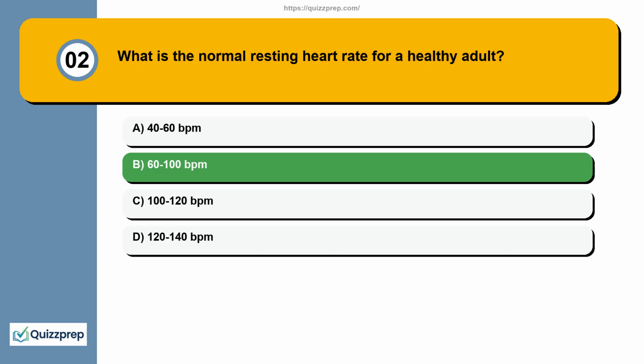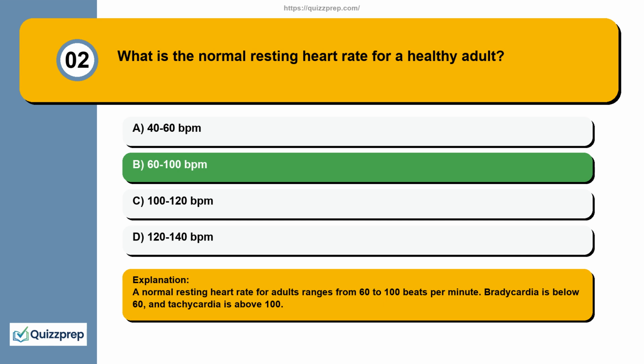The correct answer is option B. 60 to 100 bpm. Explanation. A normal resting heart rate for adults ranges from 60 to 100 beats per minute. Bradycardia is below 60, and tachycardia is above 100.